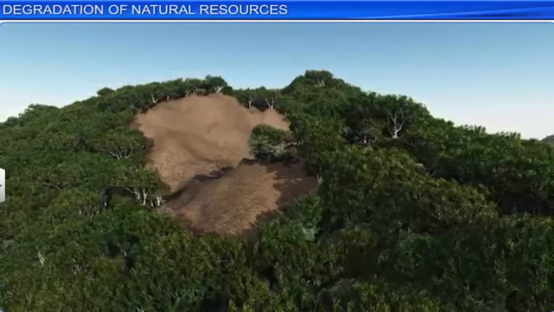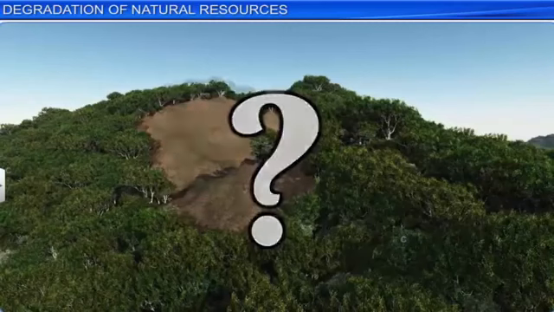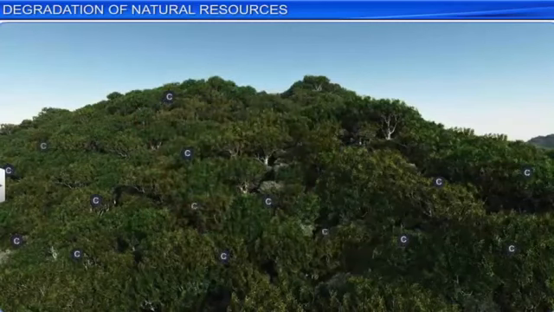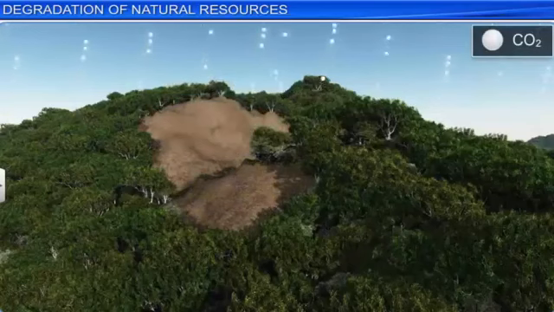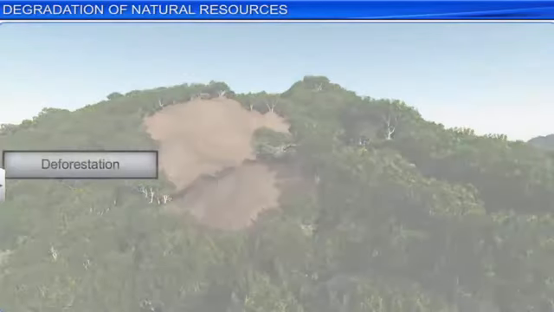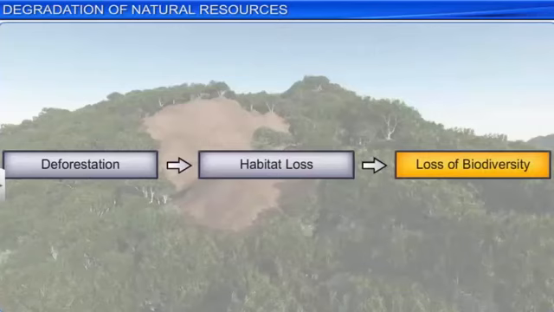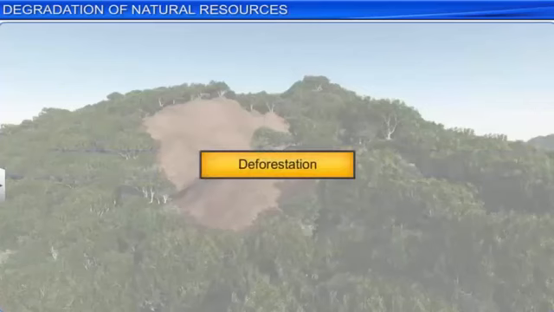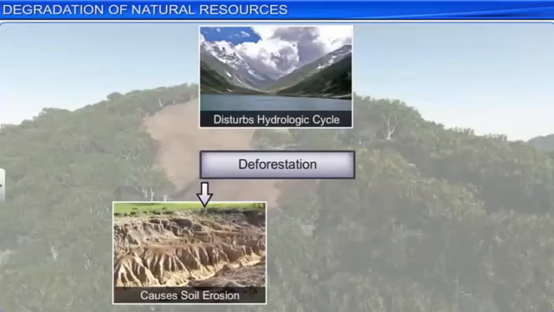So what if forest cover is lost? How will deforestation affect us? Trees play a crucial role in the ecosystem, where they hold a lot of carbon in their biomass. Deforestation means an increase in atmospheric carbon dioxide and habitat loss, which causes loss of biodiversity due to loss of forest cover. In addition, deforestation disturbs the hydrologic cycle, causing soil erosion, and in extreme cases may lead to desertification.